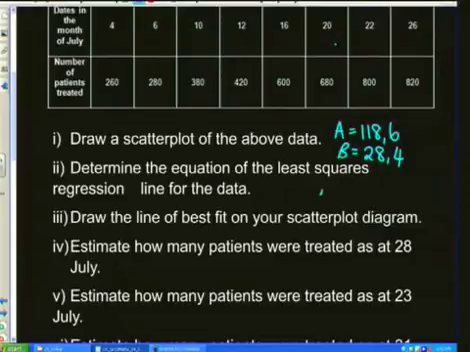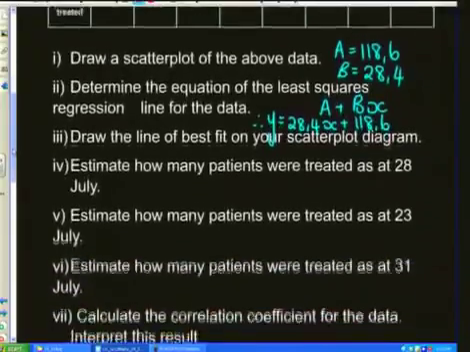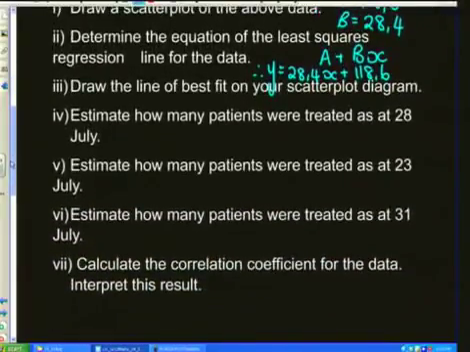Just be reminded that the formula they gave us on the calculator was in the form of A plus BX. So therefore, our equation is Y equals 28.4x plus the y-intercept of 118.6. And that, guys, remember, is the equation that represents your line of best fit.